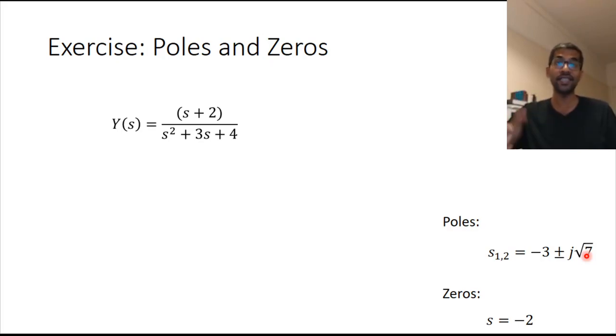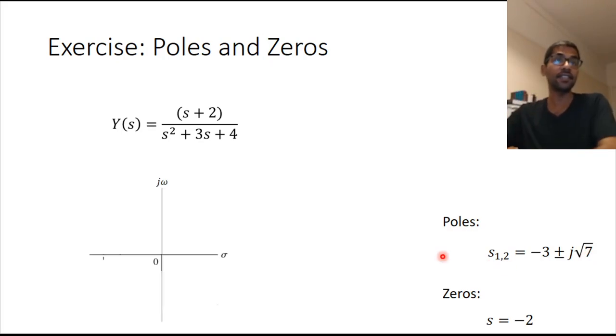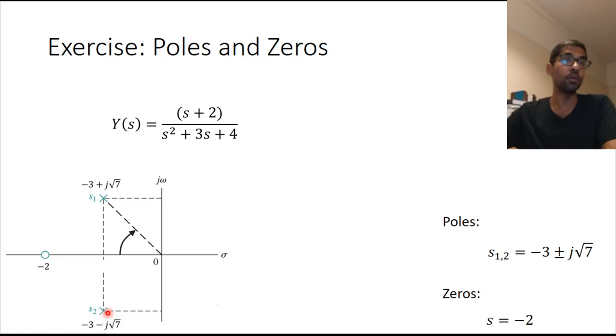Now we want to plot it in the s plane. So this is the s plane. Here is the real part of s, and here's the imaginary part. For the poles, the real part is minus 3 and the imaginary part is plus root 7 and minus root 7, right? For the zero, the real part is minus 2 and the imaginary part is 0. We don't have an imaginary part here. So we can plot the poles like this, and we can plot the zero here. This is the pole zero plot for the transfer function that we have.